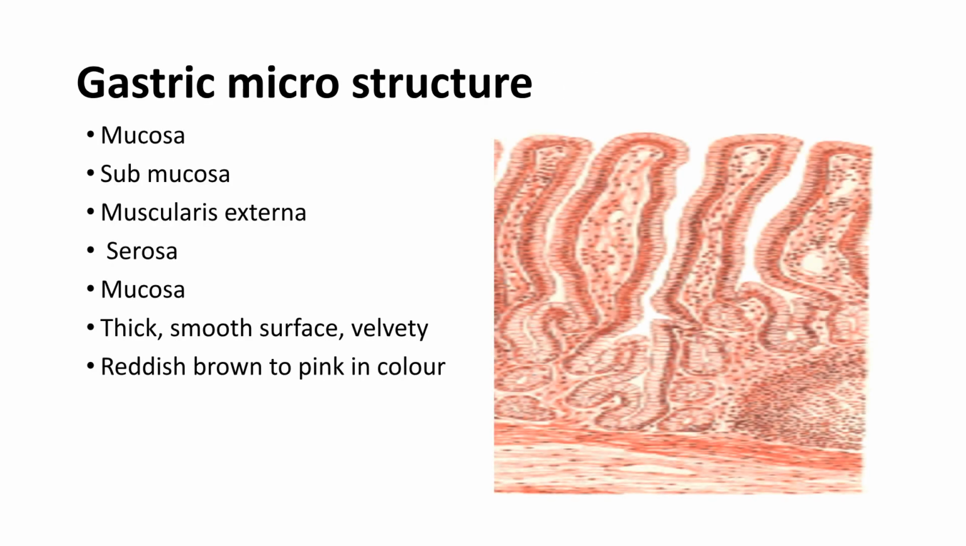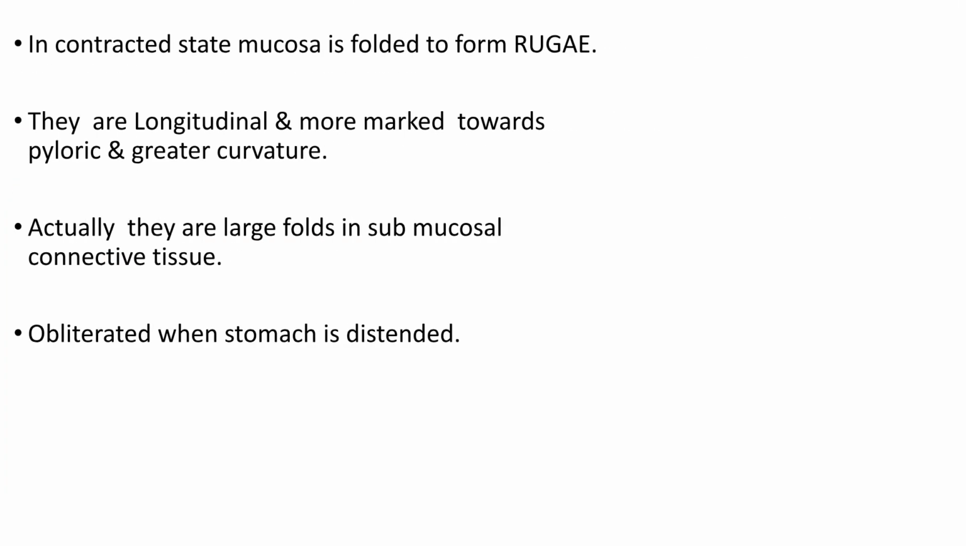Let's examine the gastric microstructure, which includes the mucosa, submucosa, muscularis externa, and serosa. The mucosa is thick, smooth, velvety, and reddish-brown to pink in color. In a contracted state, the mucosa folds to form rugae, which are longitudinal and more marked towards the pyloric and greater curvature. These are large folds in the submucosal connective tissue and are obliterated when the stomach is distended.